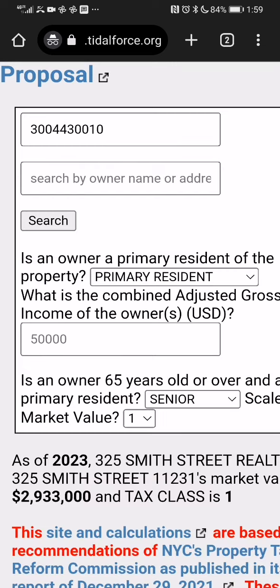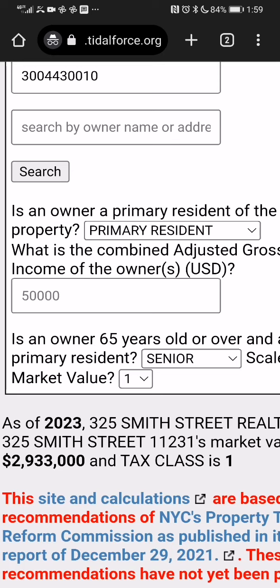You can read the form, but this property tax calculator is meant to help primary residents who are owners, where the owner is the primary resident of the property, and whether they're a senior or not, calculate their new property tax under the proposal. It's just a proposal, as I said, given the combined adjusted gross income. That way you know ahead of time what the proposal's effect will be on you.